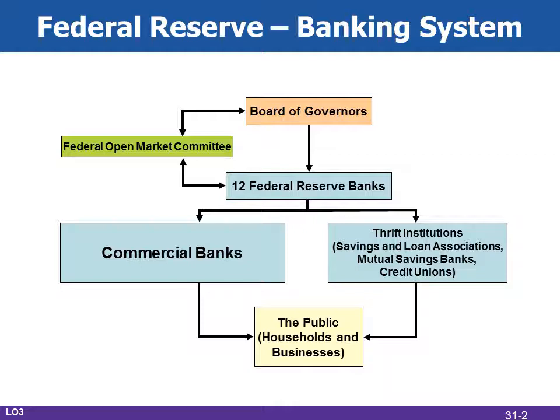So you can see that within each of the 12 regional banks, you have commercial banks, which are the ones we're used to, things like Citizens Bank, Bank of America, Wells Fargo, and Wachovia. Then you have thrift institutions, and some people may be a member of a savings and loan, a mutual bank, or a credit union. They're also under the jurisdiction of the Federal Reserve.